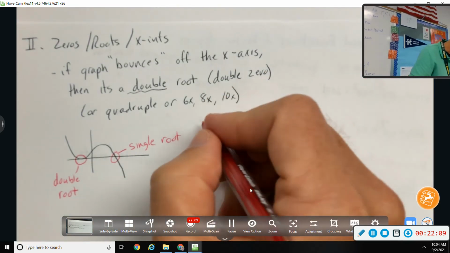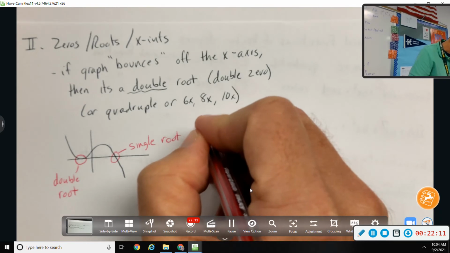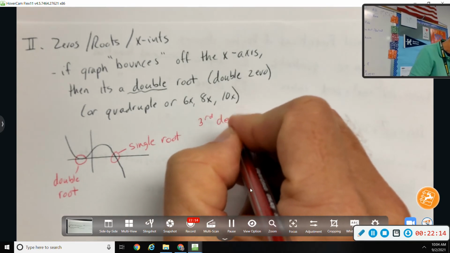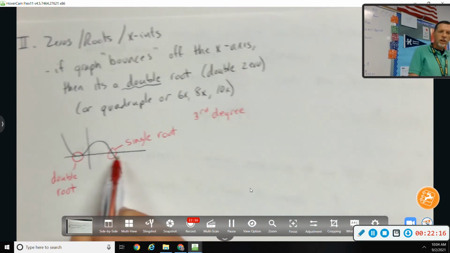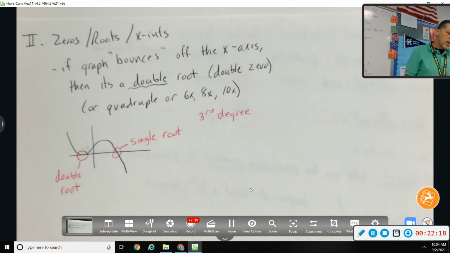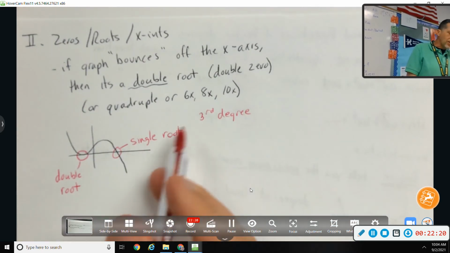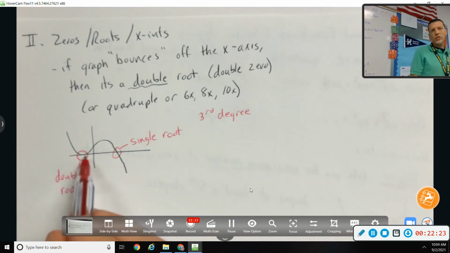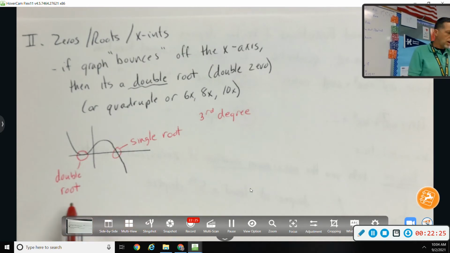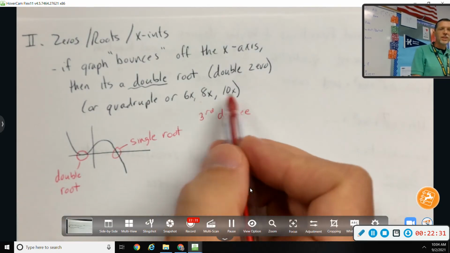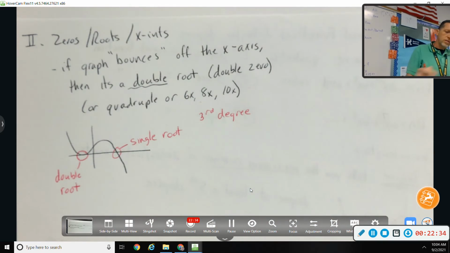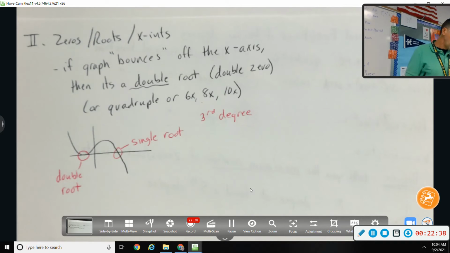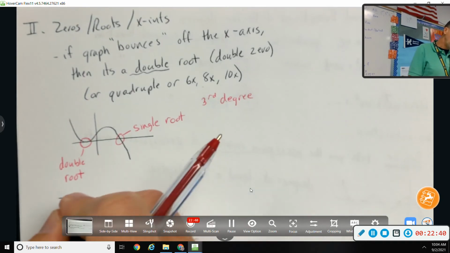Let's write down some of the things you guys said because all that was good. So this is probably a 3rd degree because you got 2 there and 1 there. I said probably because we don't know for sure that that's a double root. That could be a quadruple root or a sextuple root or an 8-tuple root or a 10-tuple root. Whatever the actual words are. Decaroot, maybe?